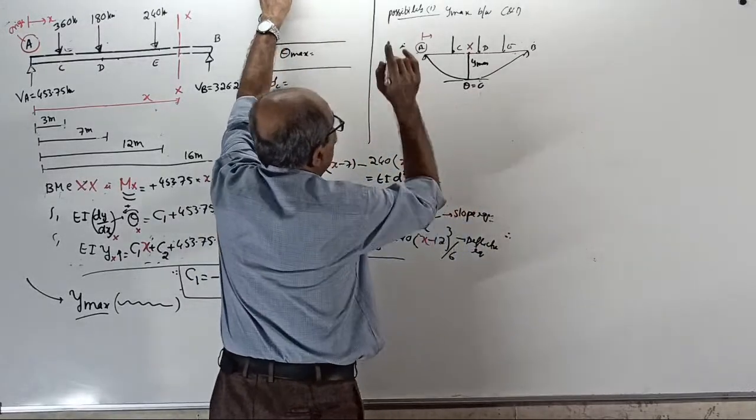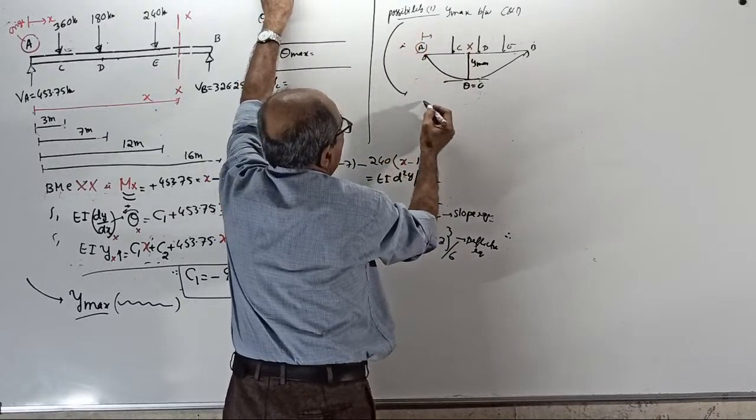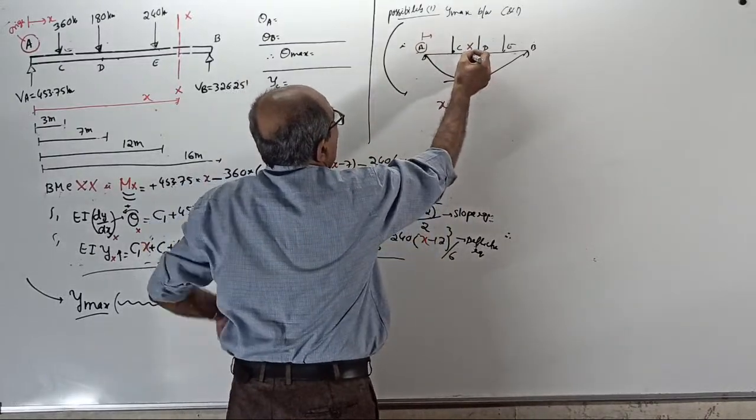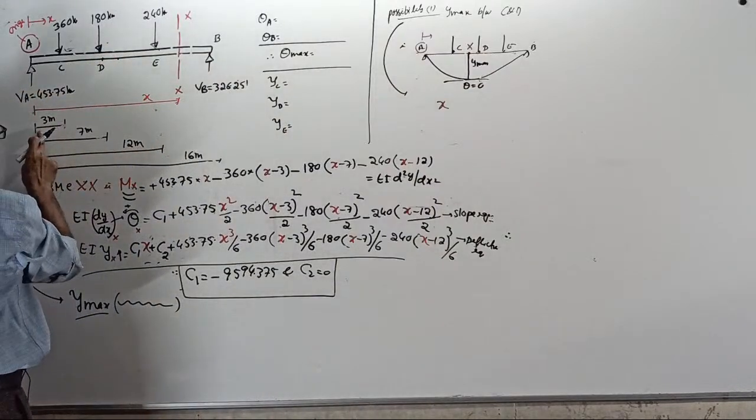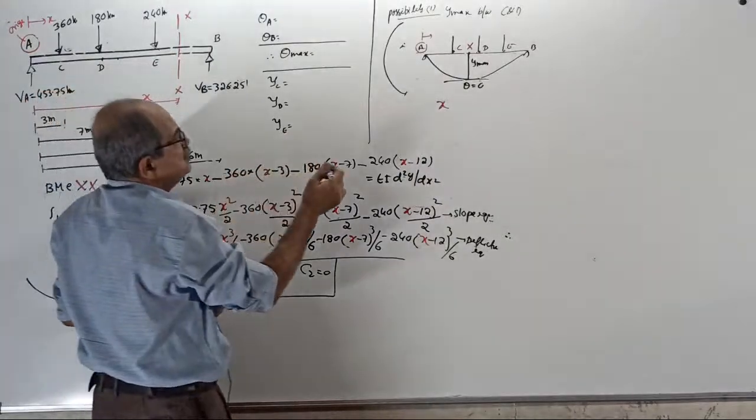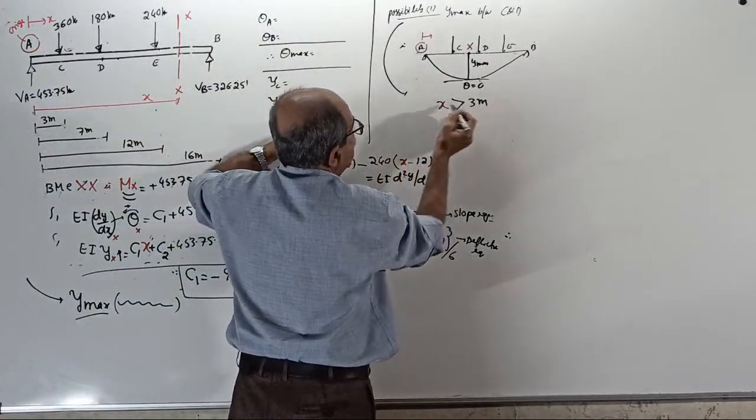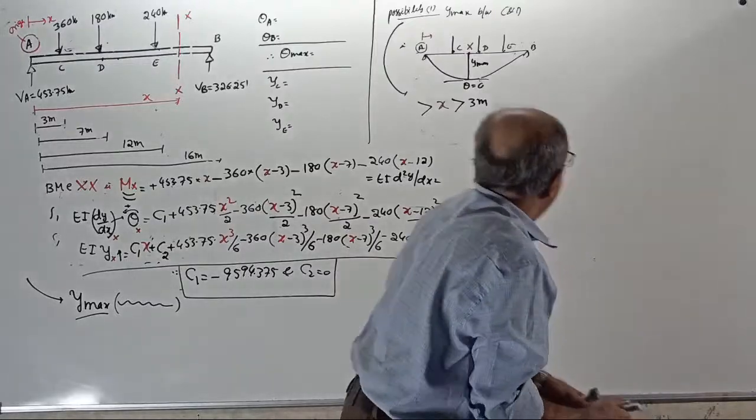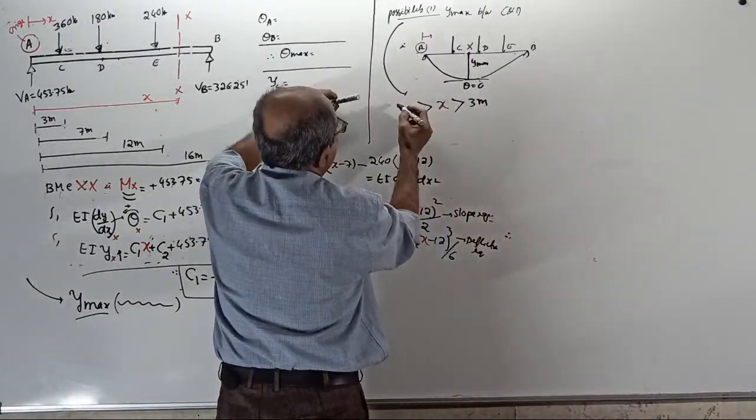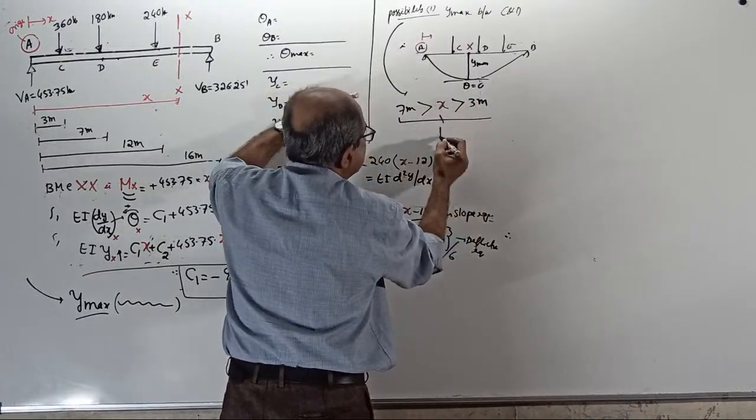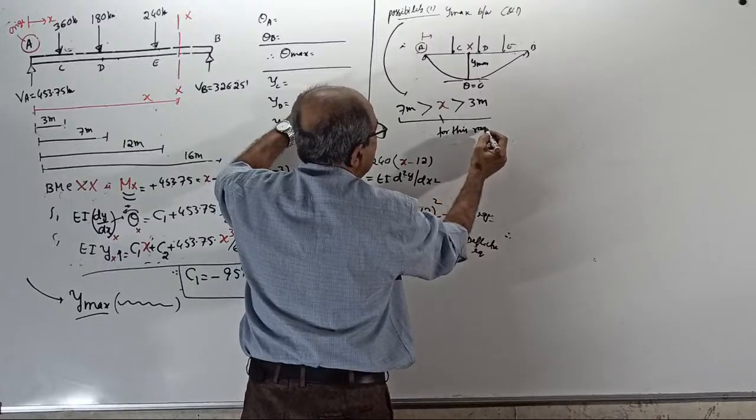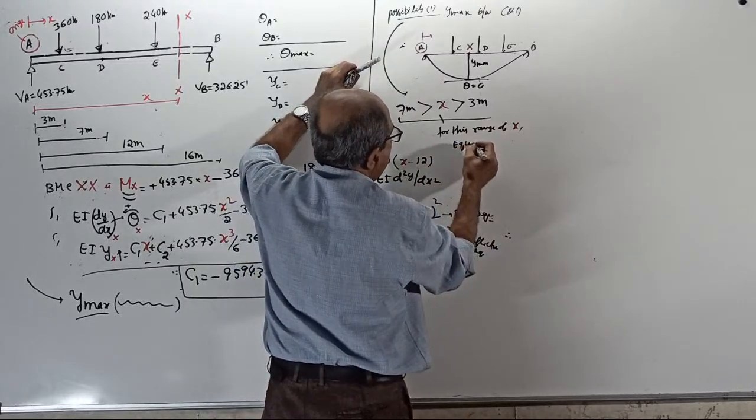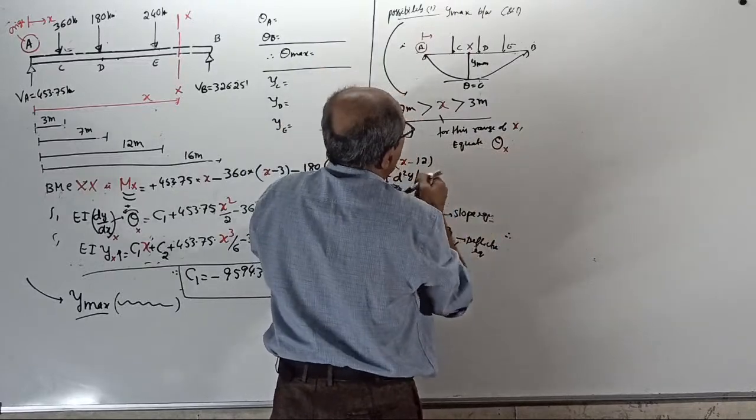Now, therefore, for possibility 1, tell the answer, X should be what? If the Y max is somewhere here, X should be more than 3 meter, but less than how much? Surely, X is more than 3 meter, but less than 7 meter. That is guaranteed. Now, for this range of X, what you do? Equate theta at X to 0.